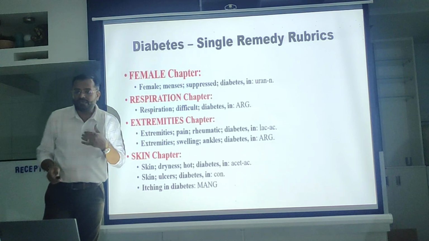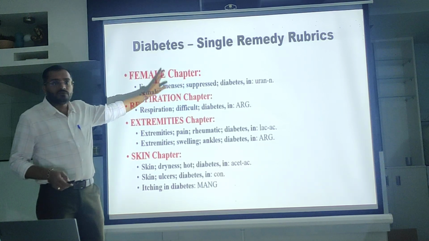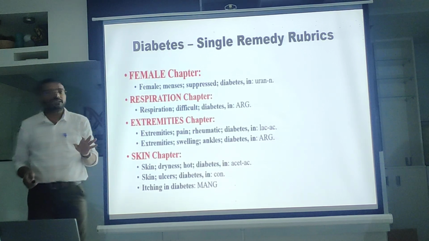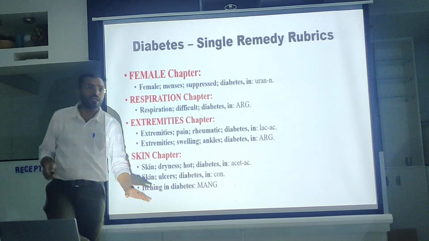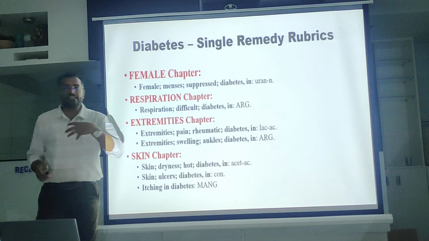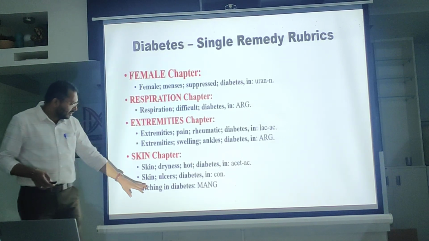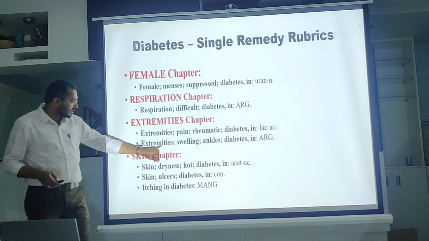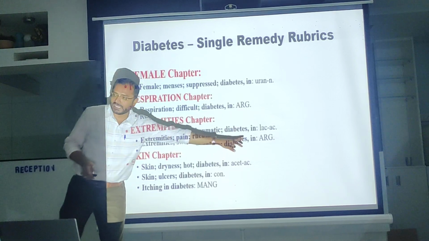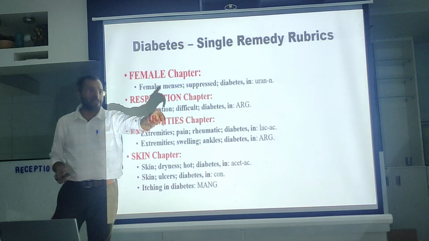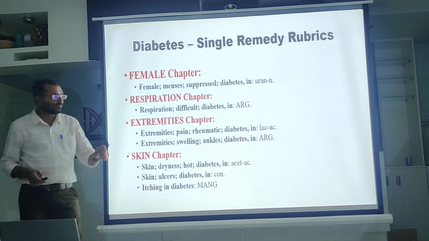Respiration difficult, diabetes in, Argentum nitricum. Argentum nitricum is one of the remedies for complicated diabetes. In complication there is a swelling, ankle edema with respiratory difficulties with high diabetes. Argentum is the remedy. Extremity swelling, ankle, diabetes in, Argentum. And respiration difficult, Argentum. This is a metabolic complication.